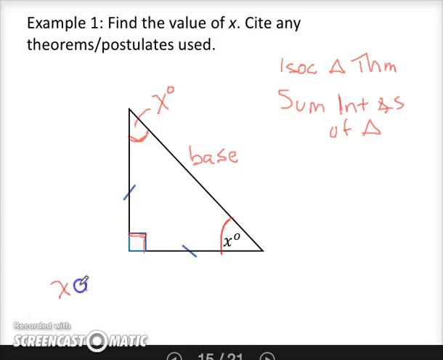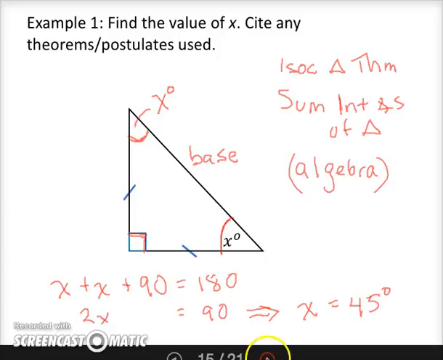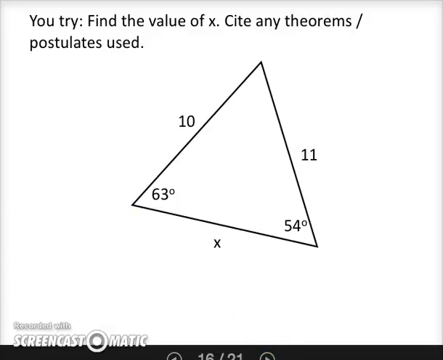So x plus 90 equals 180. And therefore, we have 2x must equal 90, giving us that x equals 45 degrees. So all we've used after the sum of interior angles of a triangle is some algebra. You try one. Find the value of x. Cite any theorems or postulates used.